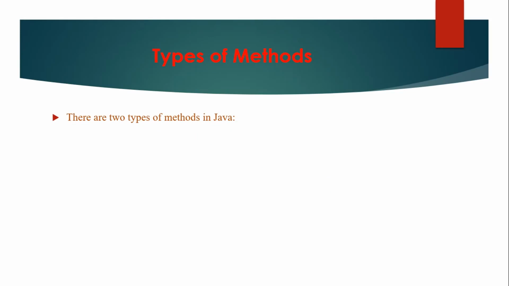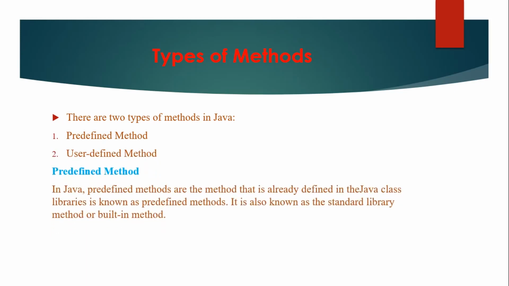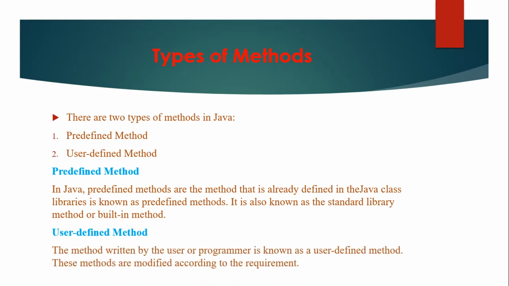There are two types of methods in Java. First is predefined method. Second is user-defined method. Predefined methods are the methods that are already defined in the Java class libraries, and they are also known as standard library methods or built-in methods. Second one is user-defined method. The method written by the user or programmer is known as user-defined method. These methods are modified according to the requirement.